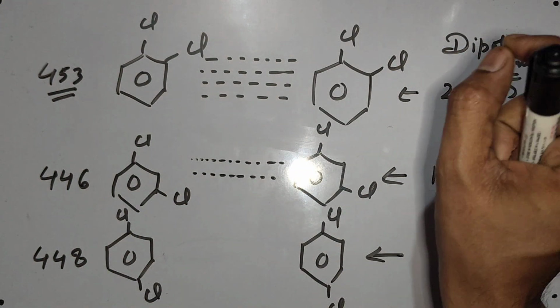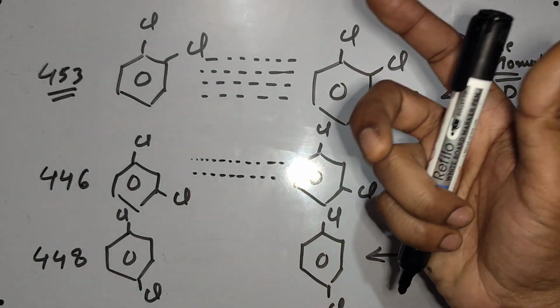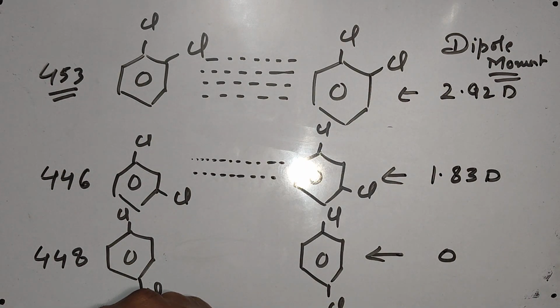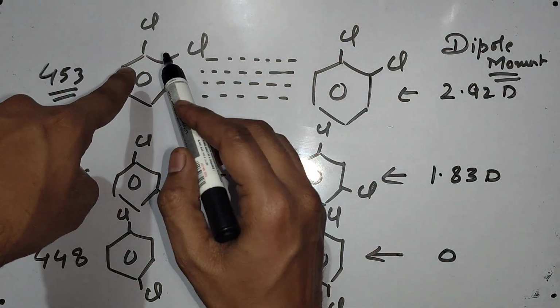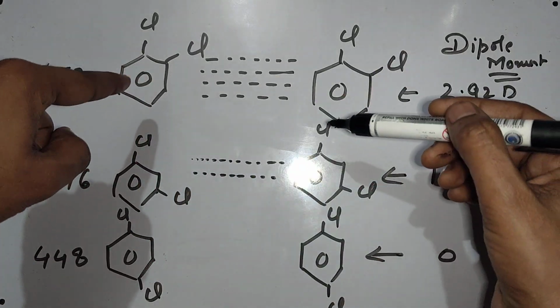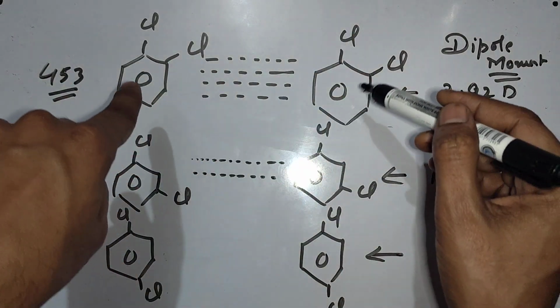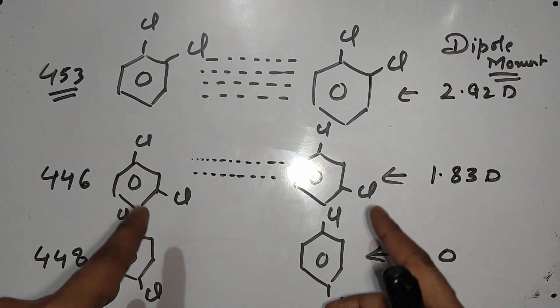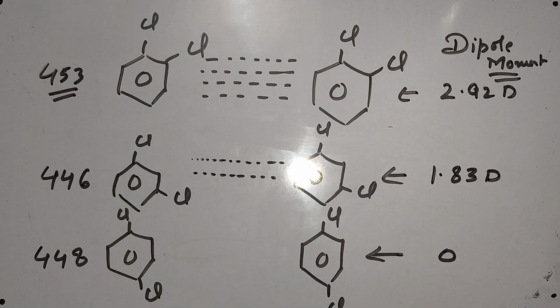If I talk about van der Waals forces, they will be the same in all cases because van der Waals forces depend on surface area, meaning the size of the particle, and molecular mass. You can check the size of the particles is the same: 2 chlorine, 1 benzene in every case. Van der Waals forces are the same.